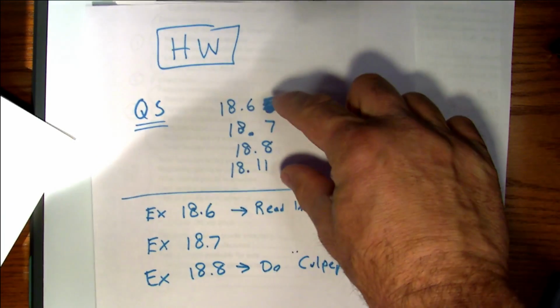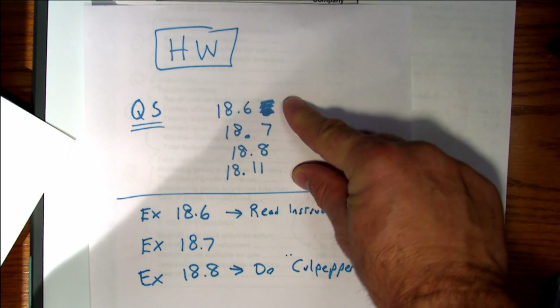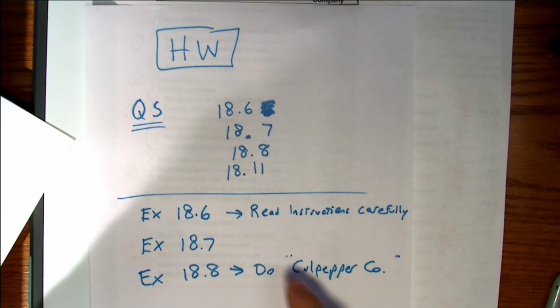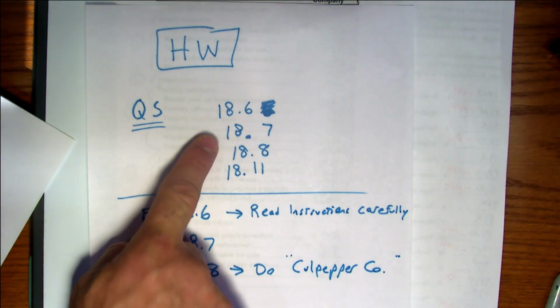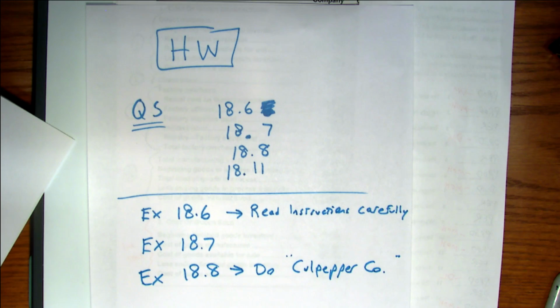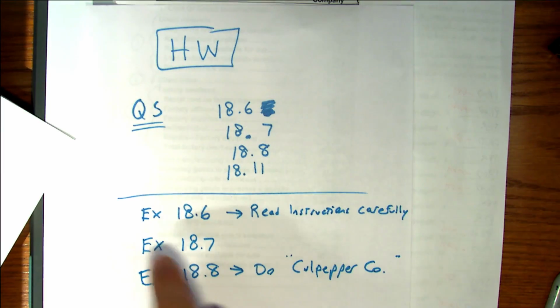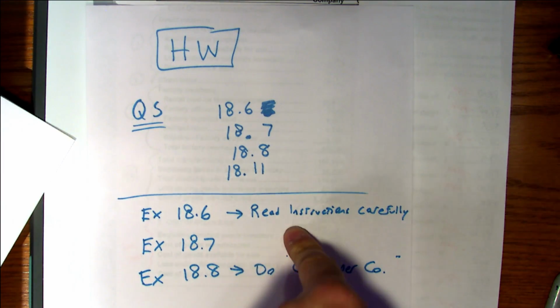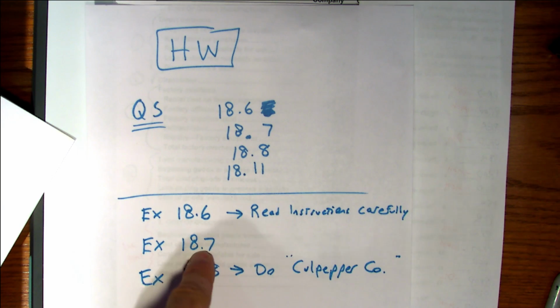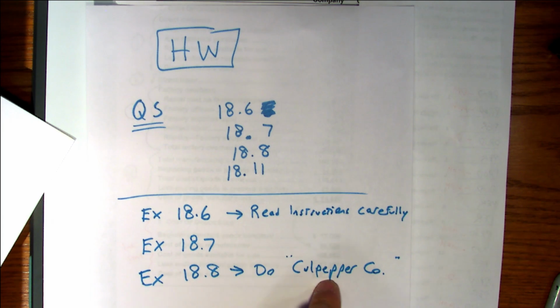Here is your full homework assignment. Now, the quick studies are really quick. These in total won't even take you 4 minutes. Okay? These are really quick. So I want you to do quick study 18.6, 18.7, 18.8, and 18.11. That won't take you long at all. Then do this exercise 18.6, and I told you the instructions. Read those carefully. Do 18.7, and then, you know, 18.8 we just did, but we did Garcia Company. Remember that in class? Now I want you to do Culpeper Company, the same thing for 18.8. Do that part as homework.